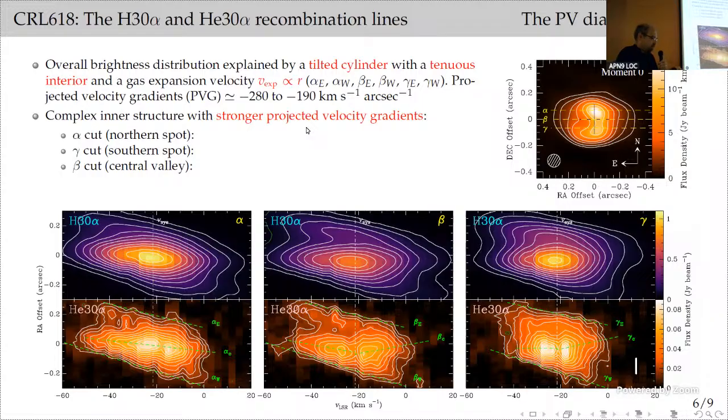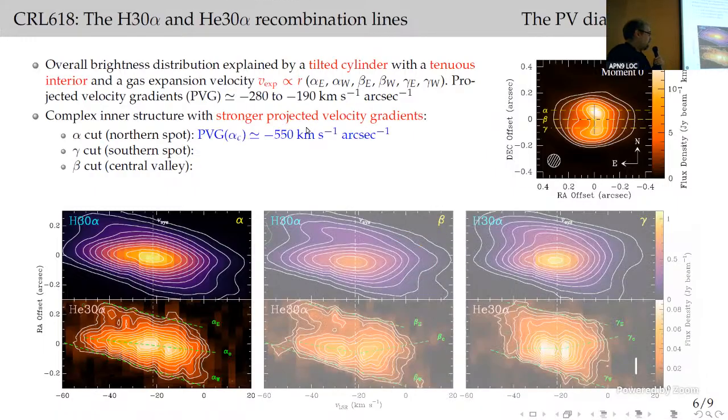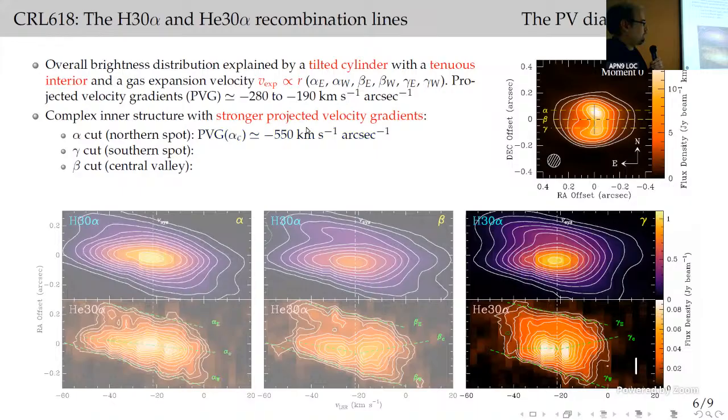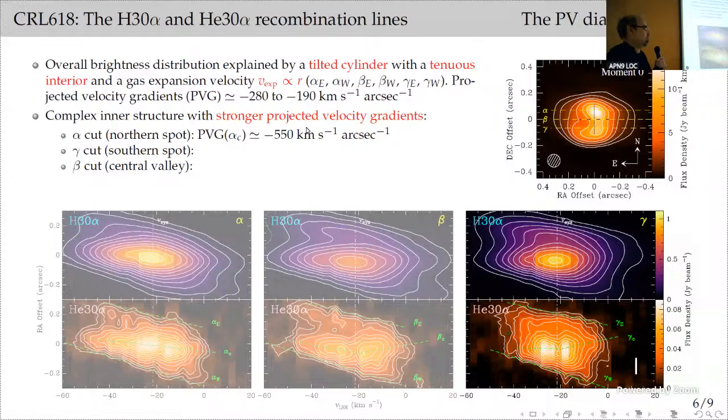And we have more gradients. We have here other gradients that are associated to emission inside this outer structure. If we look at the alpha cut, we can see that this gradient is twice as strong as those of the walls of the cylinder. And if we look at the gamma cut, we see that we have here two different gradients, one to the west and one that is a very strong gradient that is not clear here.